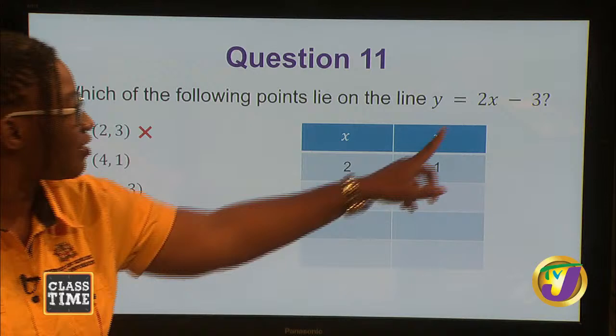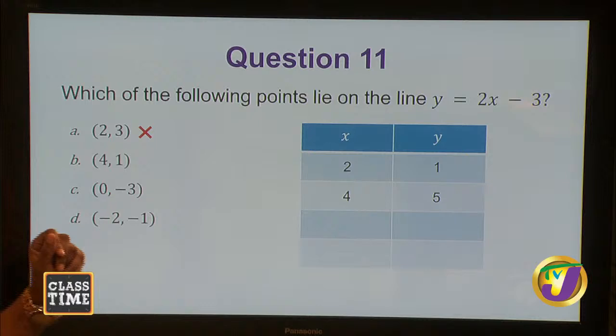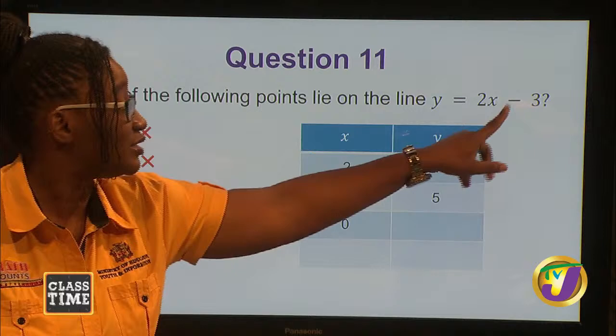2 multiplied by 4 gives us 8. Subtract 3 gives us 5. And that's not it, B is out as well. Let's try 0. So 2 multiplied by 0 is 0. Subtract 3, that's negative 3.